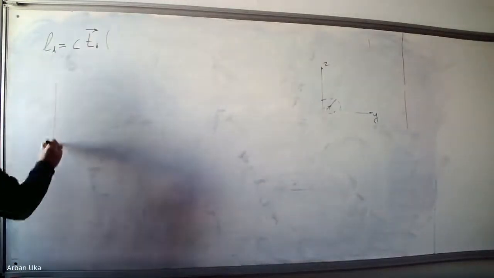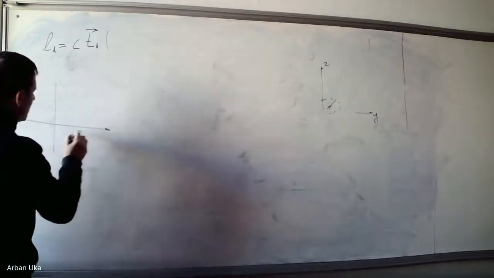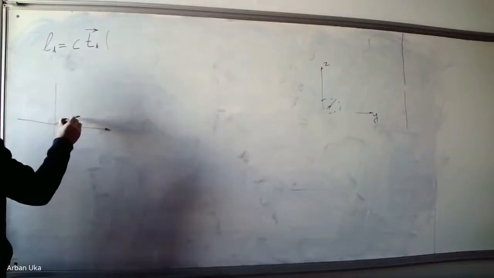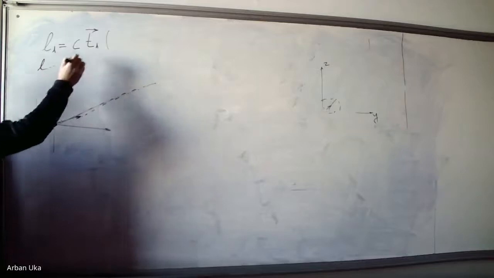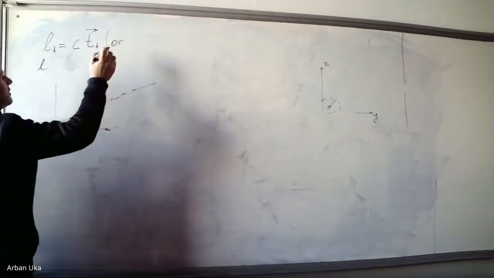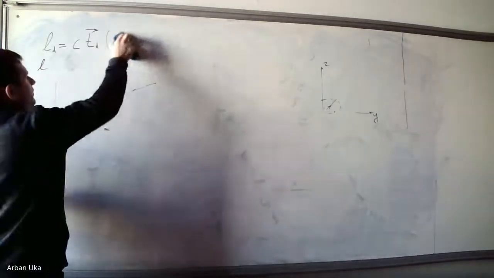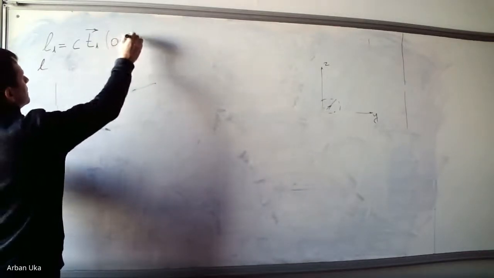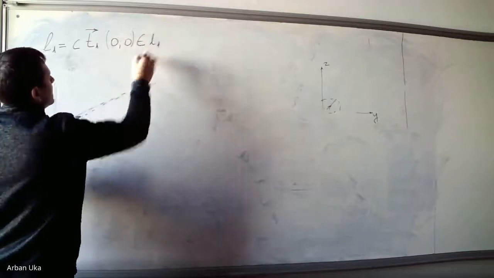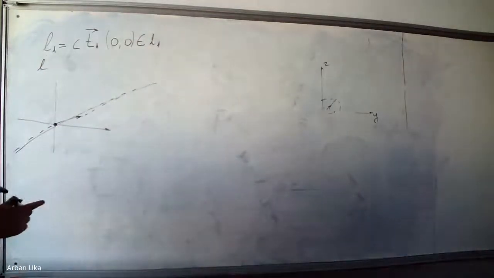okay? So this means that if T1 is a vector that looks like this, this can define a lot of points, and in the end you can just draw a straight line and say that this is the line passing through the origin. We can write this as (0, 0) is a member of L1. So (0, 0) is included in L1.